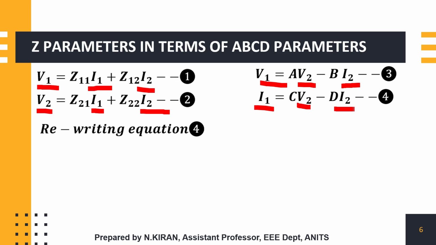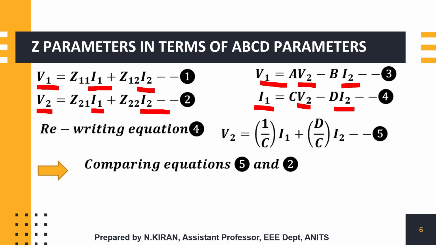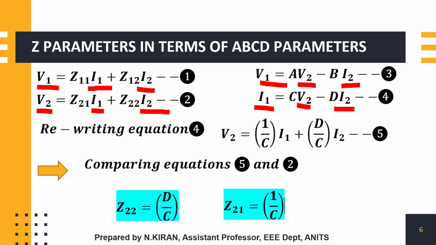So comparing these two, before that I'll rearrange equation 4 in a suitable way so I can easily compare it with the second equation, and I'll indicate that as fifth equation. Now comparing the fifth equation with the second equation will give me Z22 to be D by C and Z21 to be 1 by C.